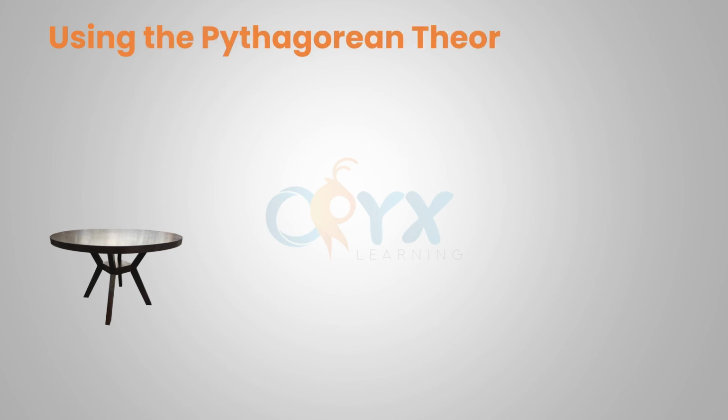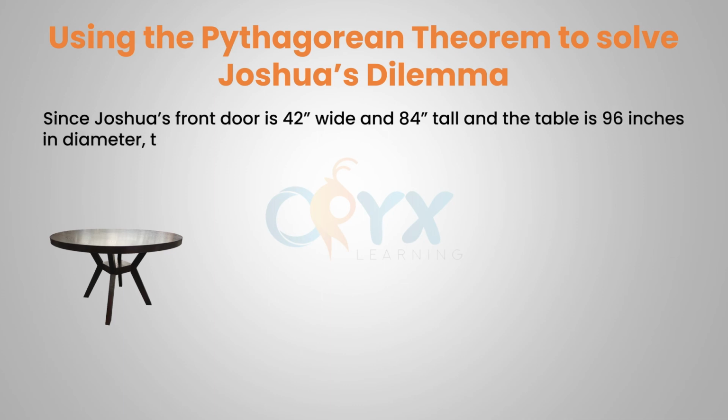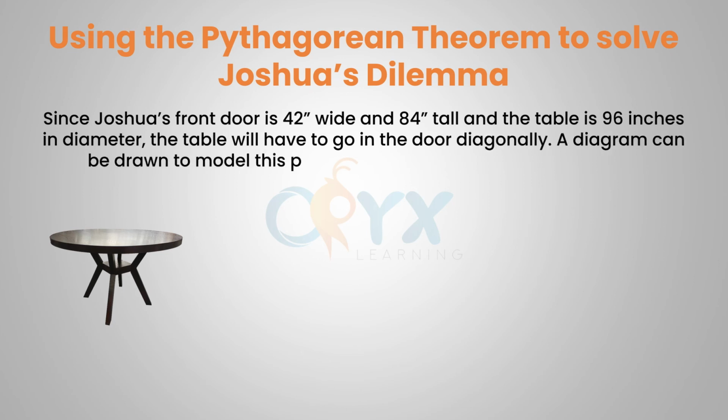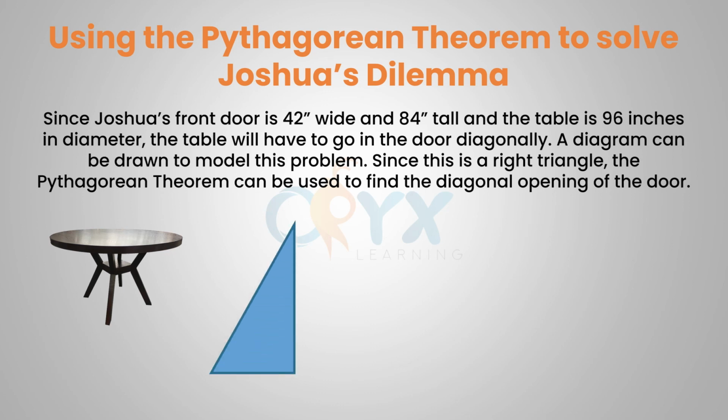Now back to the original problem. Since Joshua's front door is 42 inches wide and 84 inches tall, and the table is 96 inches in diameter, the table will have to go in the door diagonally. A diagram can be drawn to model this problem. Since this is a right triangle, the Pythagorean theorem can be used to find the diagonal opening of the door. So we can see in our triangle, the width of the door is 42 inches, the height of the door is 84 inches, and the diameter of the table would have to fit in the diameter or the diagonal of the door.